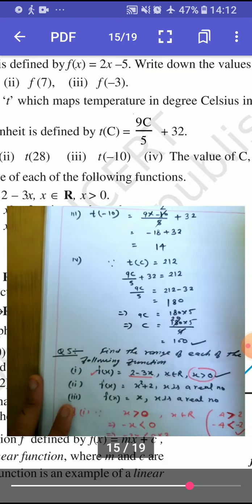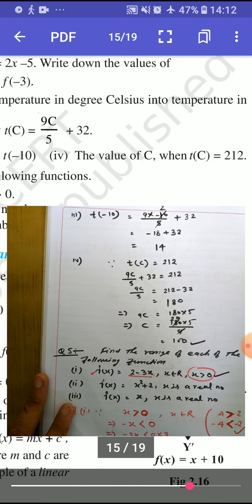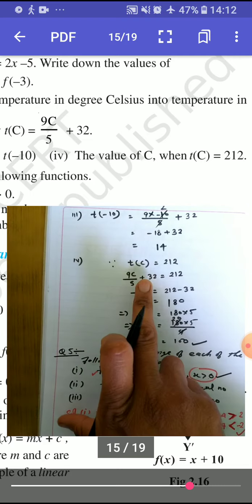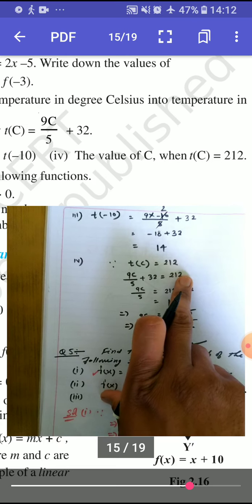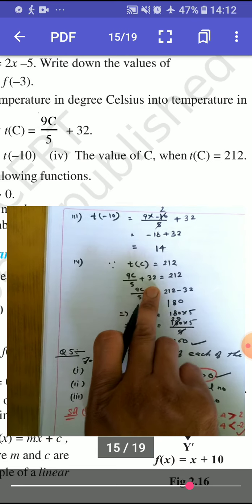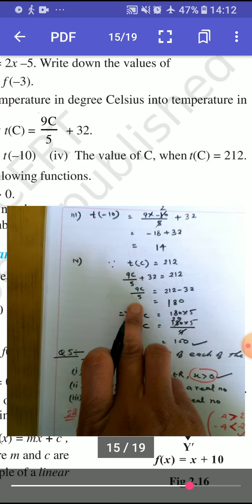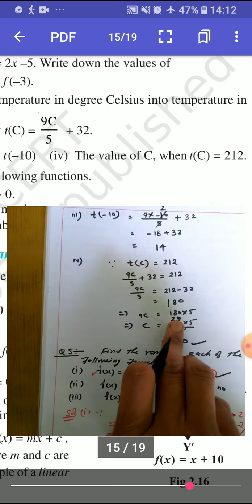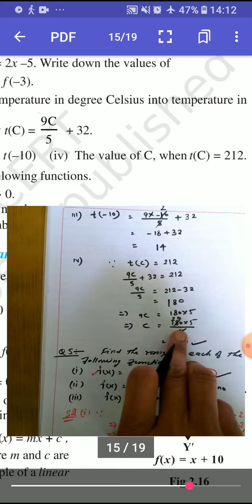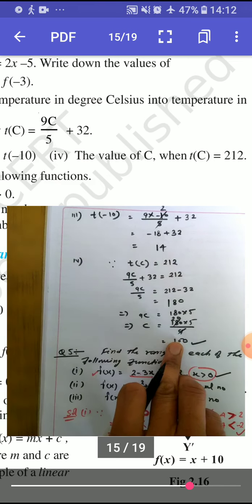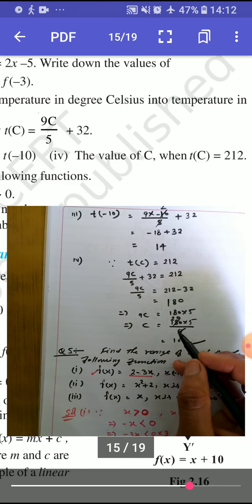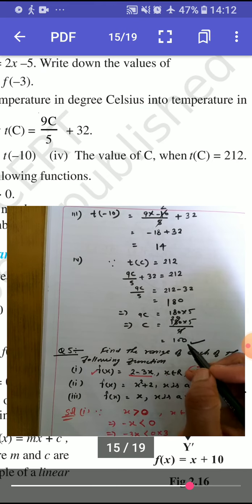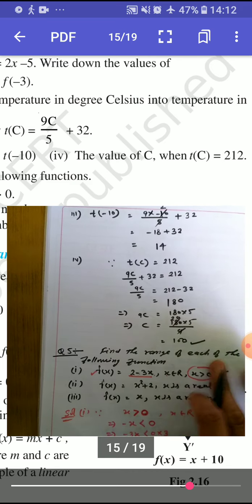In the last part you have to find the value of C when T(C) equal to 212. Since T(C) equal to 212, 9C upon 5 plus 32 equal to 212. 9C upon 5 equal to 212 minus 32 equal to 180. 9C equal to 180 into 5, C equal to 180 into 5 by 9. After solving this, C equal to 100. Right? Now come to question number 5.